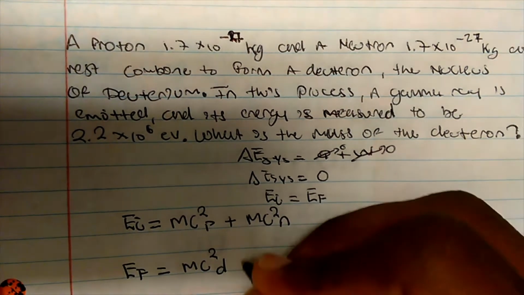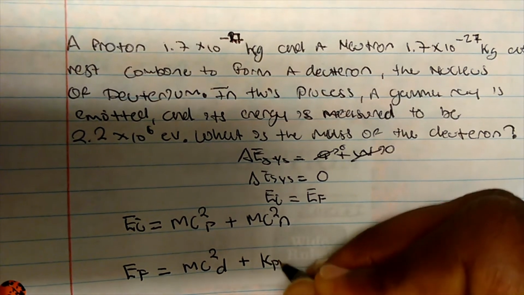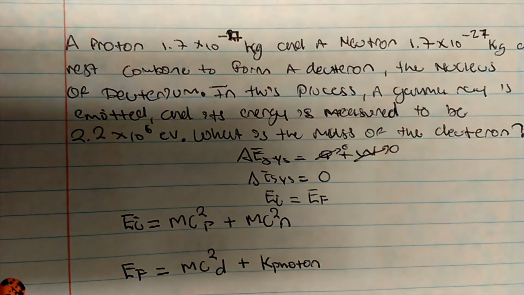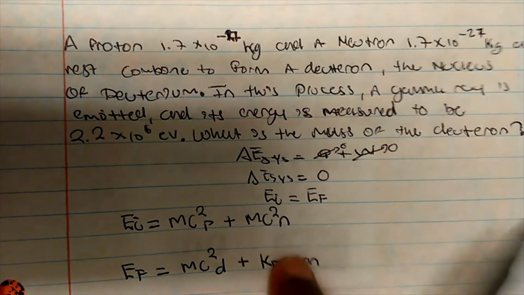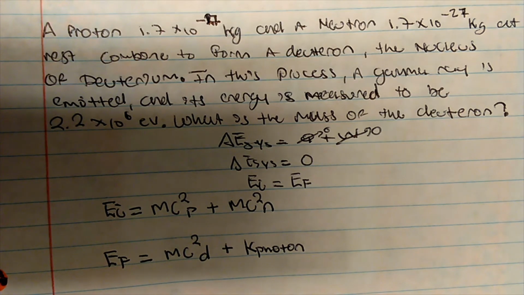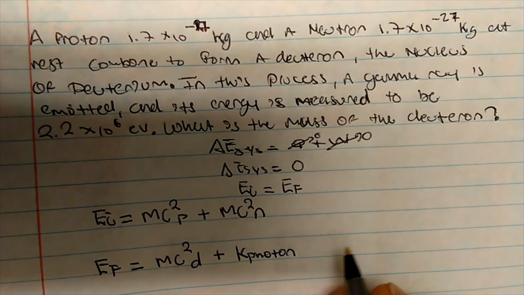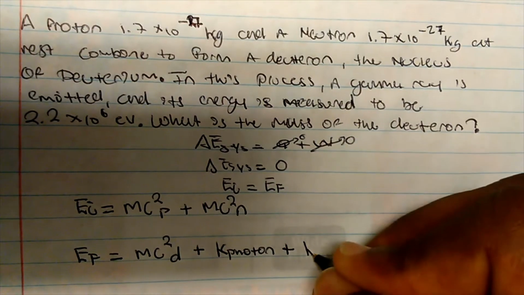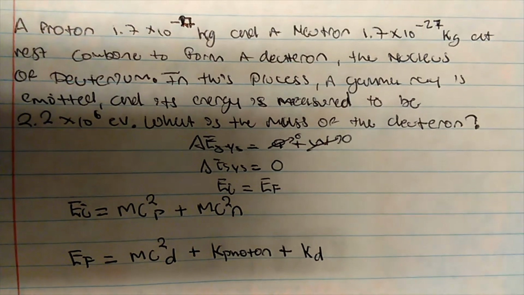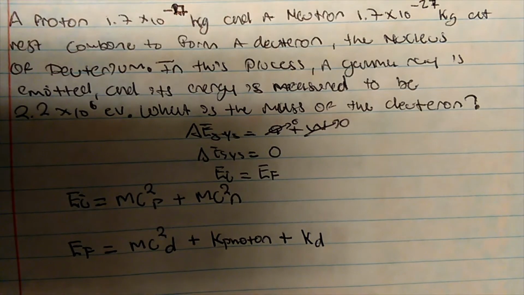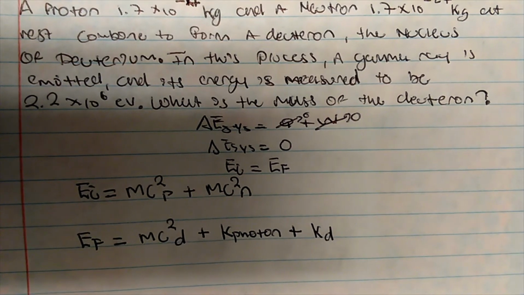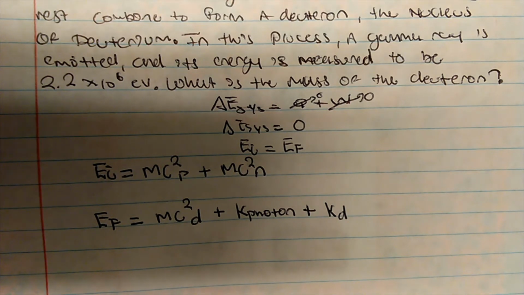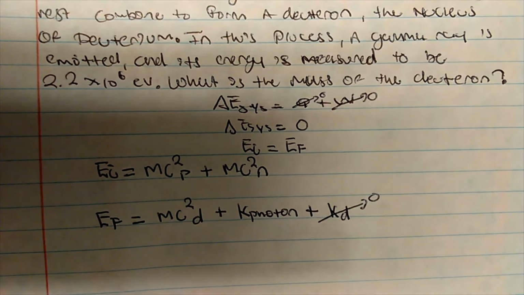Okay, what do we also have? We also have the kinetic energy of the photon because a gamma ray is emitted. Remember, photons have no rest energy, so we could omit that rest energy here. Now, what else do we have? We also have the kinetic energy of the deuteron itself. Those are all the terms we have in the final state. Now, the kinetic energy of the deuteron, it doesn't move that much because it's so big, so we could ignore this. We could say this is approximately 0.